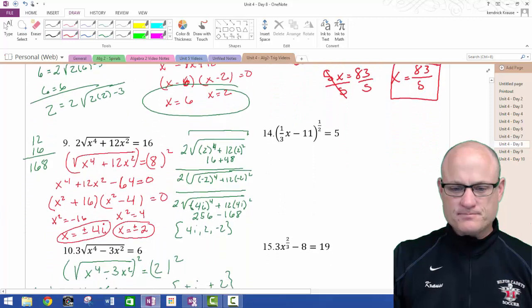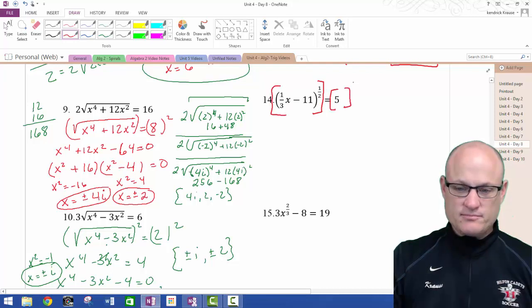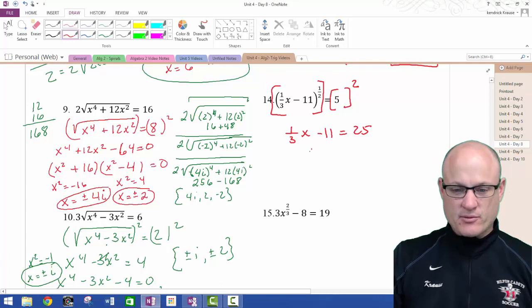Moving on. This is really a square root. 1/2, remember, is the same thing as a square root. So really what I'm doing is I'm going to square both sides. 2 over 1. So I get 1/3 x minus 11 equals 25. I'm going to multiply everything through by 3. So I get x minus 33 equals 75. Add the 33 and I get x equals 108.